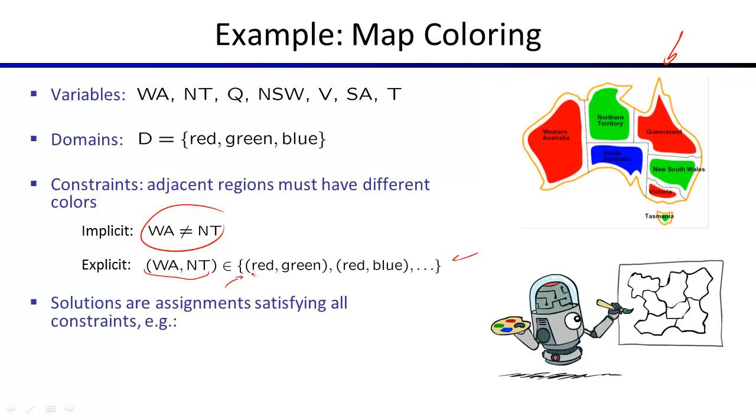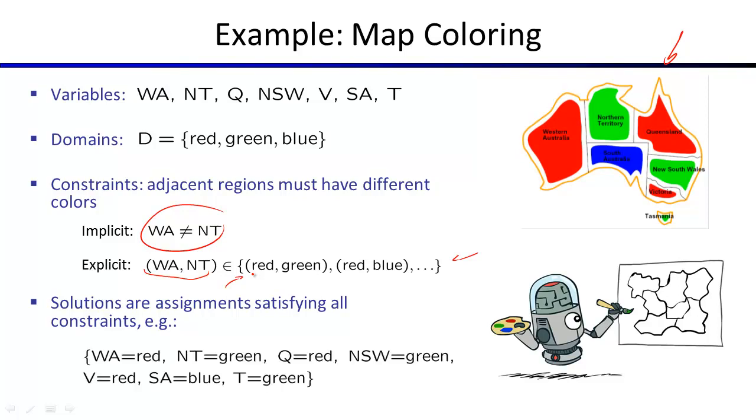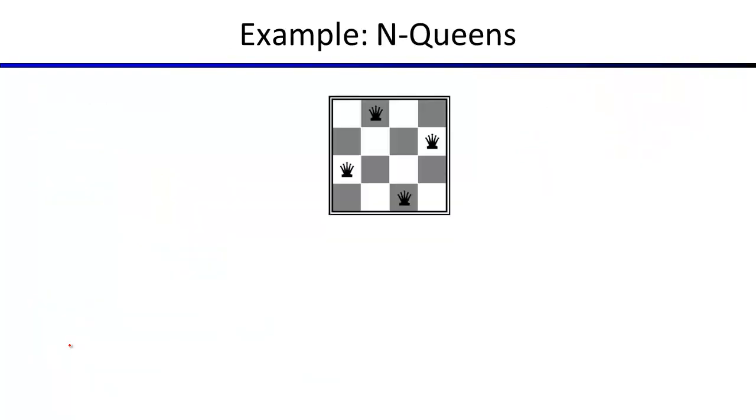A solution is any assignment that satisfies all your constraints. So for example, this assignment here is a solution. Often there is more than one solution. Sometimes you have too many constraints, and that's awful. All right, that's the first example.